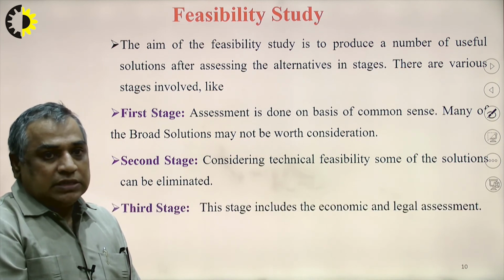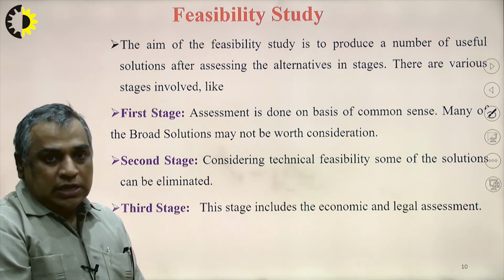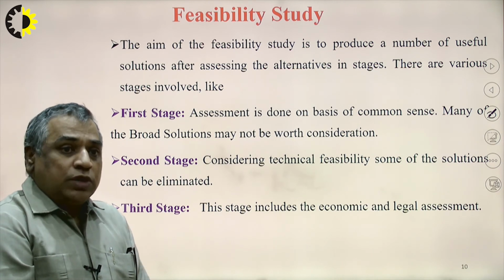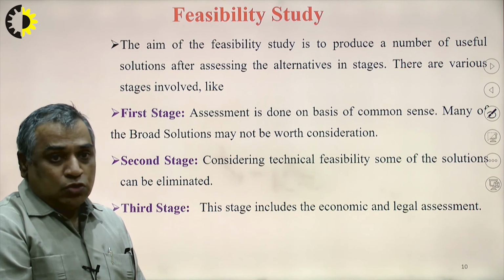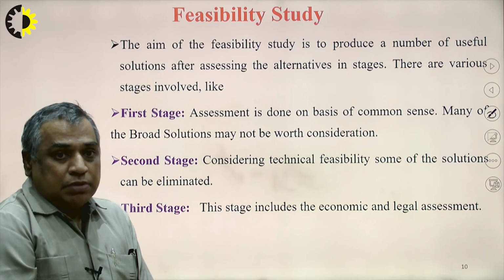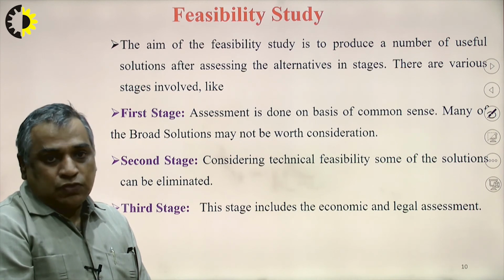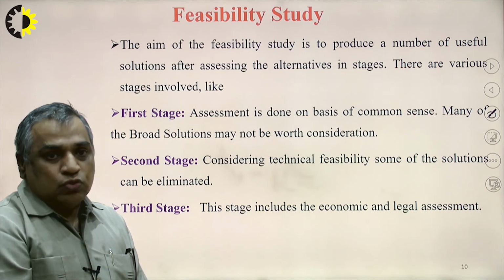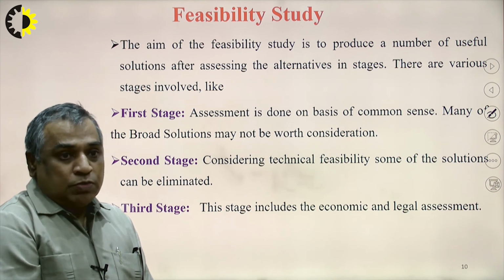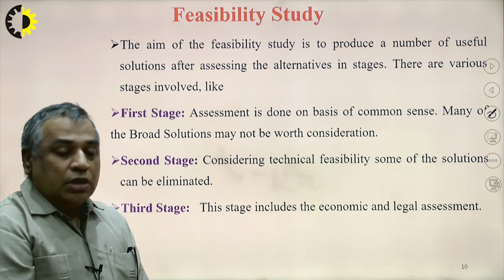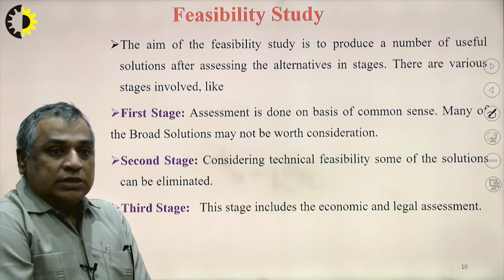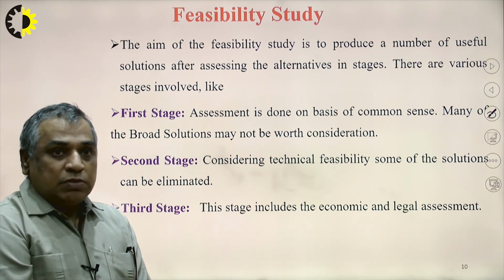And the third stage includes the economic and legal assessment. The product, whatever you are going to design or produce, must have some purchasing power. And legal assessment, for example, if you are trying to establish a brick field near a garden, you will not be permitted. There is a legal foundation, or you have to make the chimney a certain height. These are the various feasibility studies.